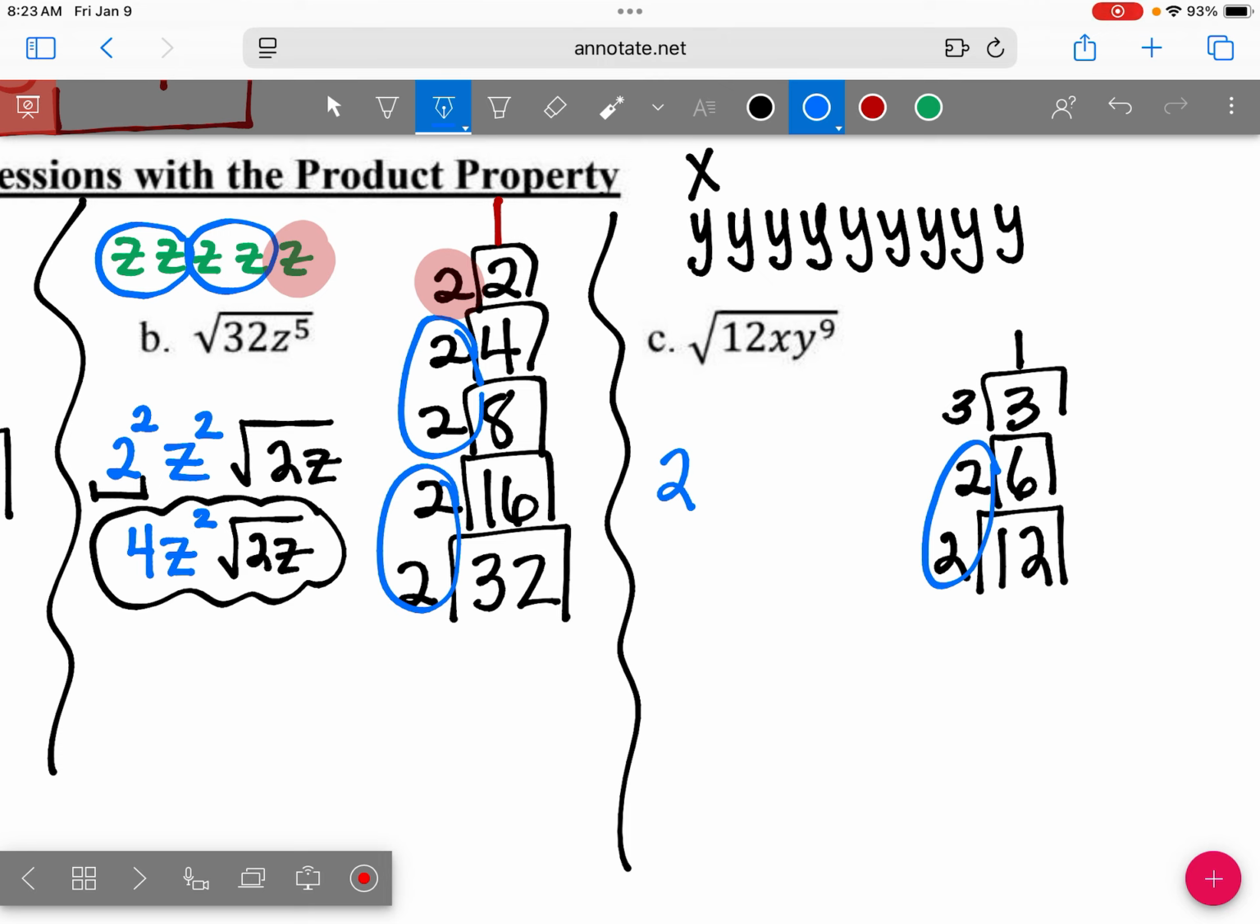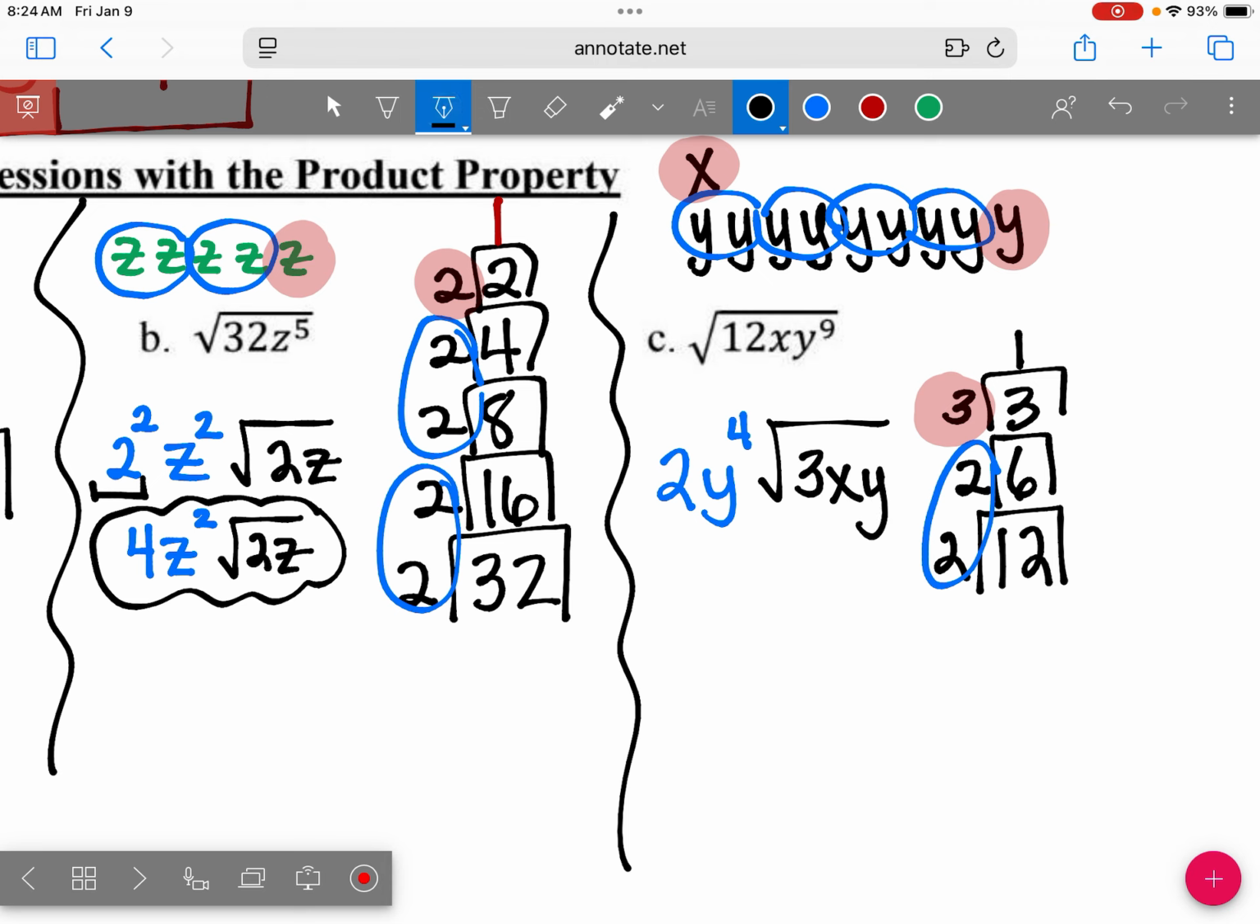Show me with your fingers how many sets of twins did you make with the y's? Yep, 4. We got 1, 2, 3, 4. So that would be y to the 4th. Okay, and what is left over? So what didn't have a partner was a 3, an x, and a y. They all have to stay.